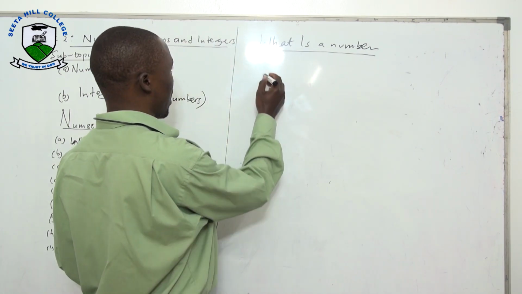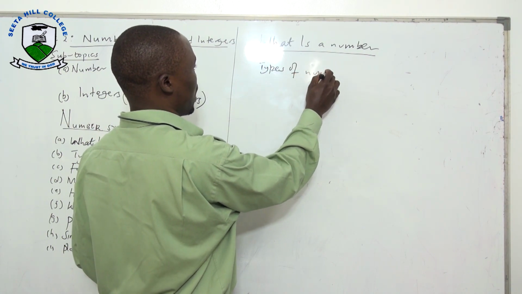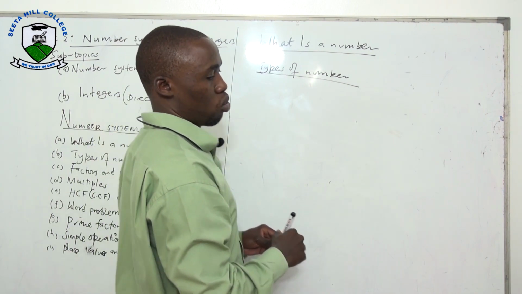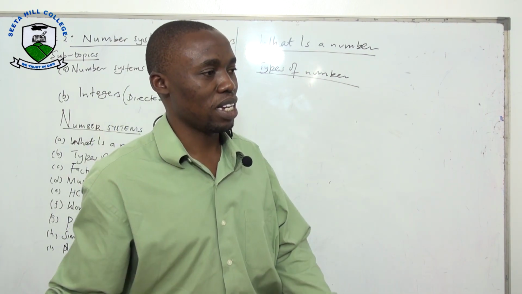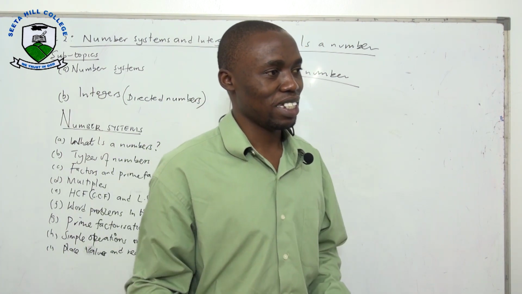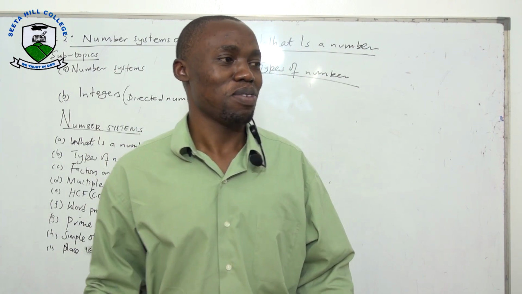Now, types of numbers. Types of numbers. I hope you have some. Could you begin contributing some and their meanings? At least 3, not so? Start with who?